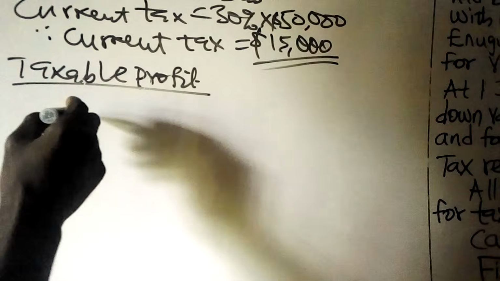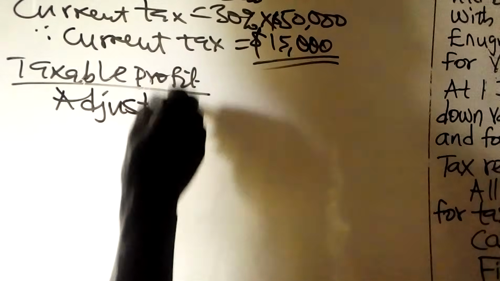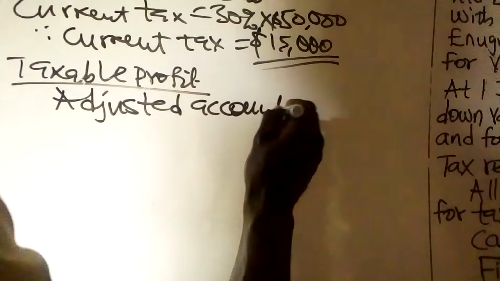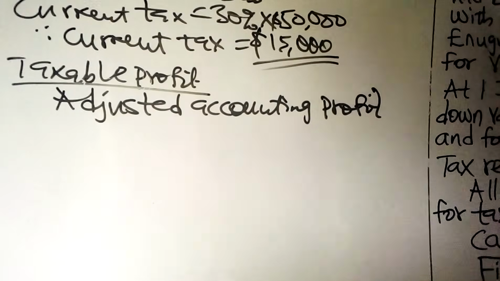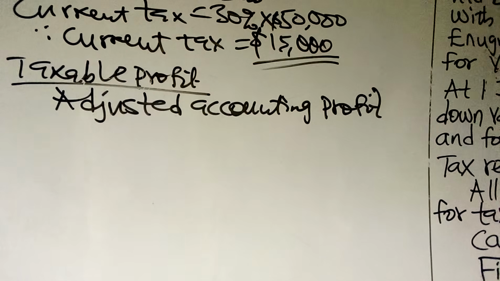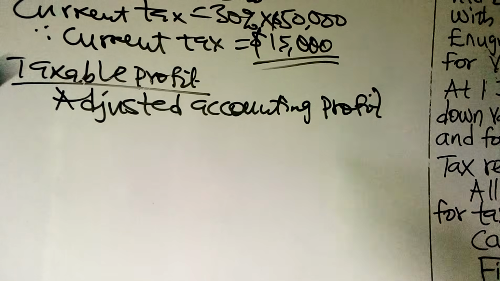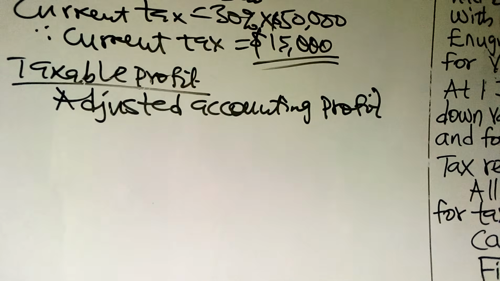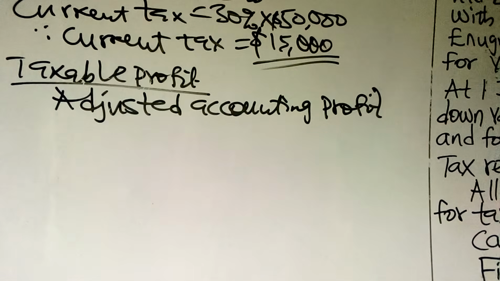That means the taxable profit is the adjusted accounting profit in accordance with the tax rules. That means you will need to adjust your accounting profit by following the rules established by the tax authority. That is the taxable profit.